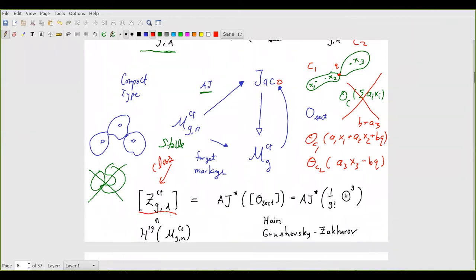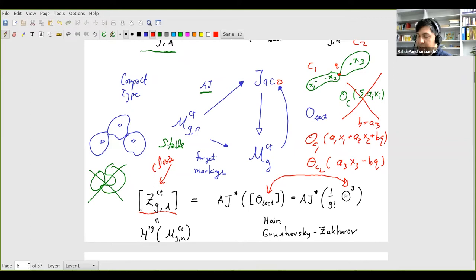Sorry, okay, so this is a silly question. So this equality between classes does not hold before you take the Abel-Jacobi pullback, right? It doesn't hold on the Jacobian itself. Am I right? Which equality? This between the class of the zero section and one over g factorial. No, that does hold. That's the thing that holds on the family of abelian varieties. So it holds before you take Abel-Jacobi. Yes, exactly. It holds before, and you pull it back, and you get some kind of formula for this compact type locus.